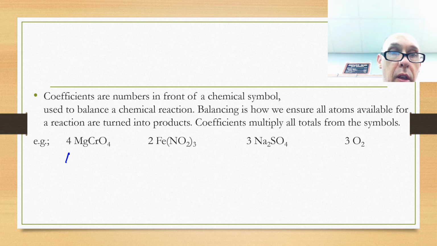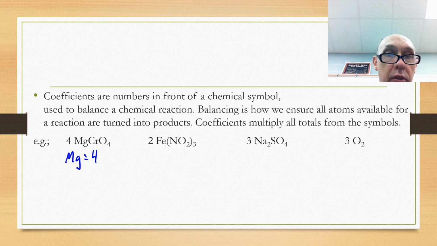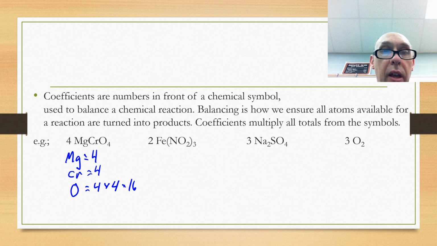So Mg, well, there's a 4 out front, there's no brackets, and the subscript understood for magnesium is 1, so it's just 4. Chromium, there's that 4 out front again, there's no brackets, so I'm not multiplying there, and the subscript is not shown, so it's just a 1, so chromium is just 4. Oxygen, there's a 4 out front, a coefficient, times the subscript 4 equals 16. So there's 4 magnesium, 4 chromium, 16 oxygen.